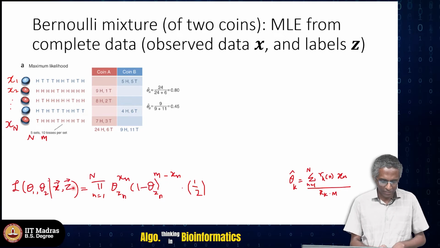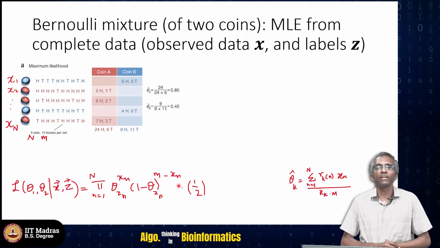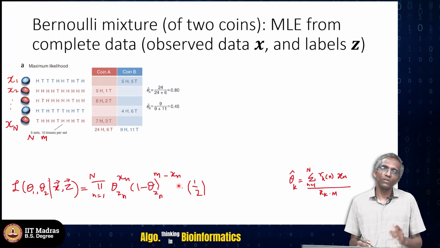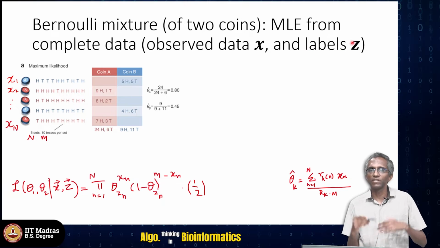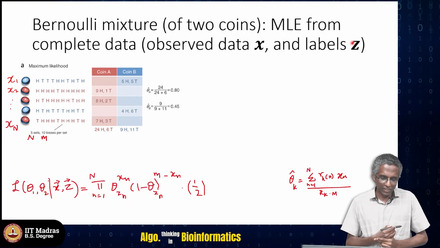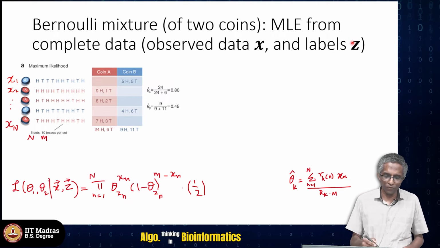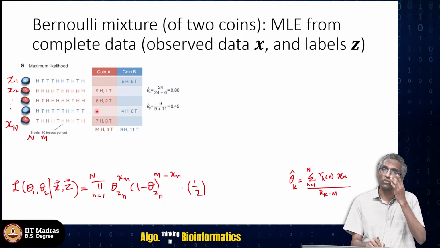Now, if you have this, and then you are looking for the theta 1 and theta 2 that maximizes this likelihood, right. If you use standard calculus and look at what will be the theta 1 and theta 2 that is the maximizer of this likelihood given a set of data points x and z, the complete data, where both the observed data and the label z are revealed to us, then it will turn out that it is this intuitive formula where you just look at all the sets where coin A was used, right.